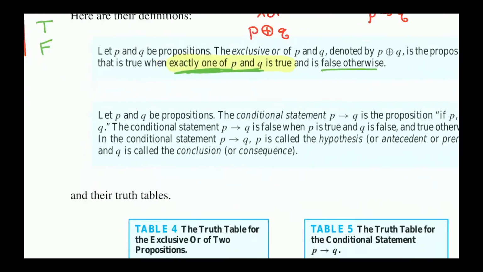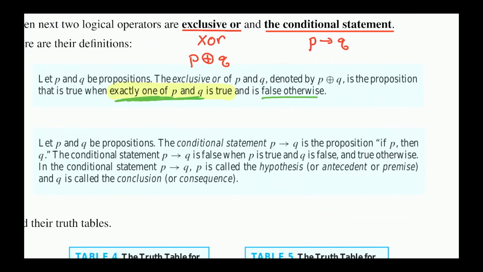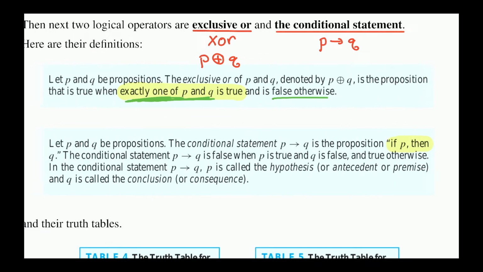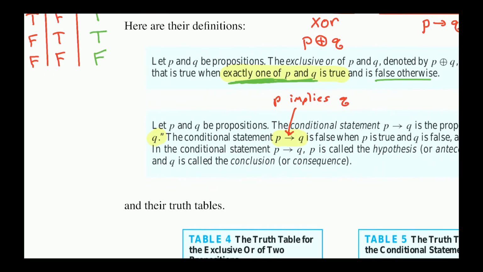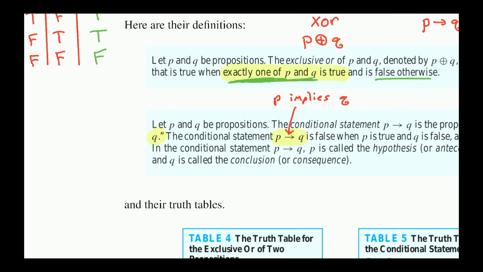So a conditional statement is if P, then Q, right? And you write it this way. You can read this either as if P, then Q, or you could read it as P implies Q. It gets read that way a lot. Okay, and we can make the truth table for it, which I know is right down there, but I'm going to make the truth table anyway so we can talk about it.